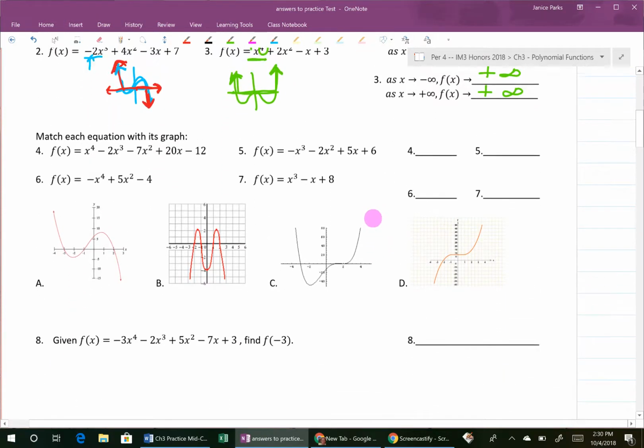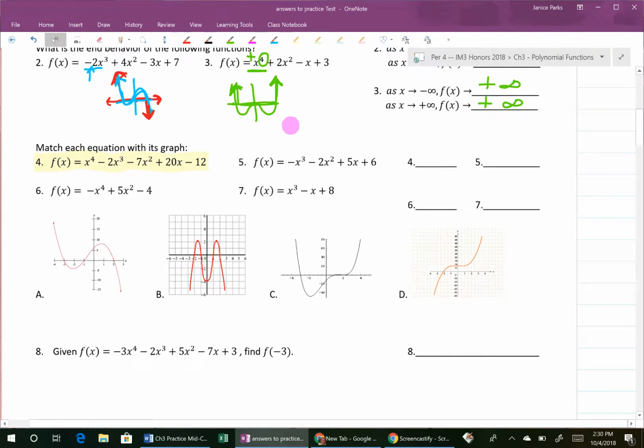For numbers 4, 5, 6, and 7, they're matching. Again, you're looking just at their end behavior and whether they're odd or even. For number 4, it's an even function, just like the last one. The leading coefficient is positive, which means both ends must go up, so number 4 goes with C. For number 5, it's a negative leading coefficient, just like number 2. It's an odd degree, which means it's sloping downward, so that one goes with A.